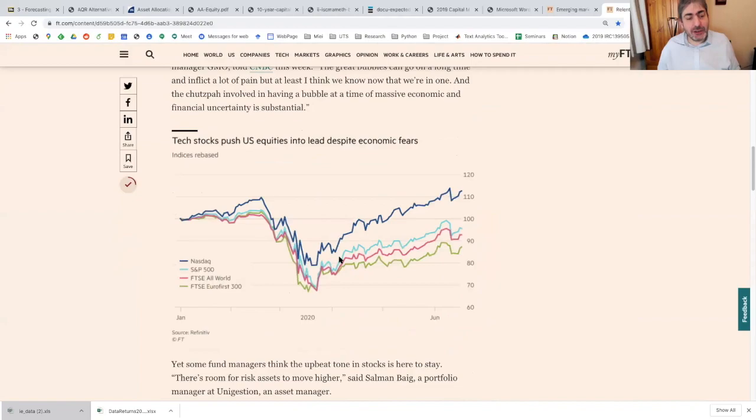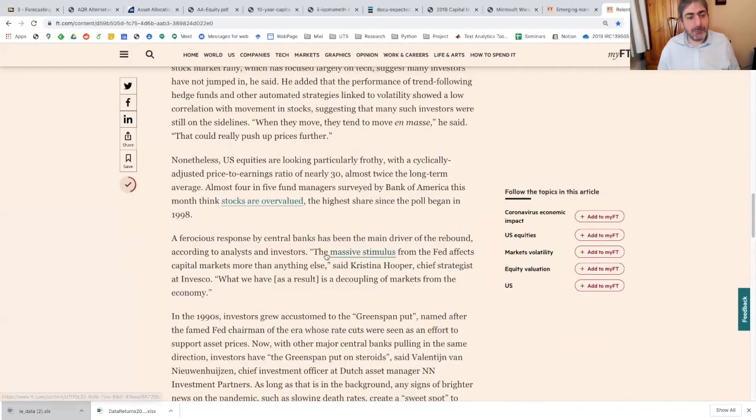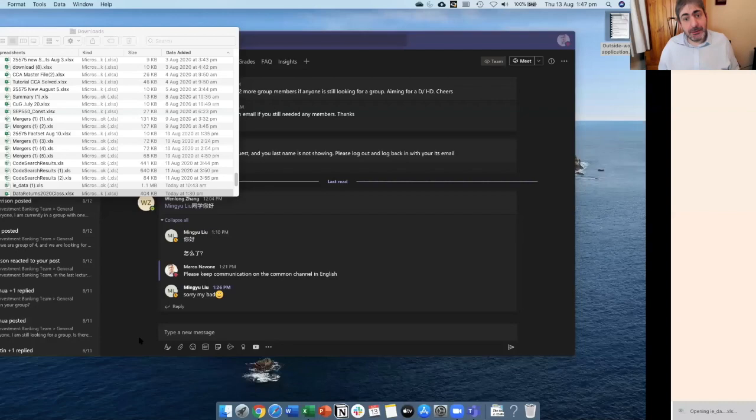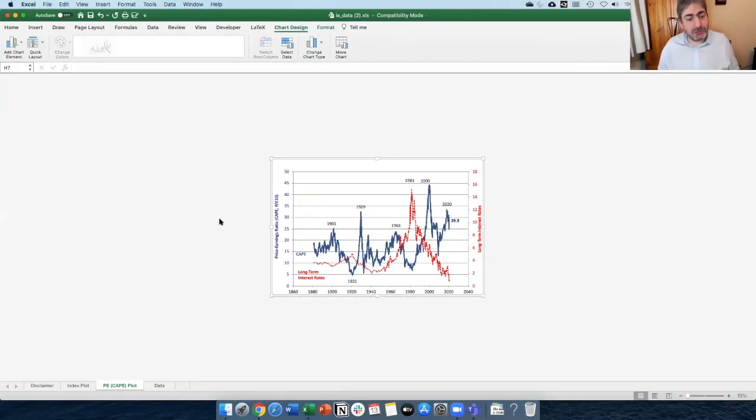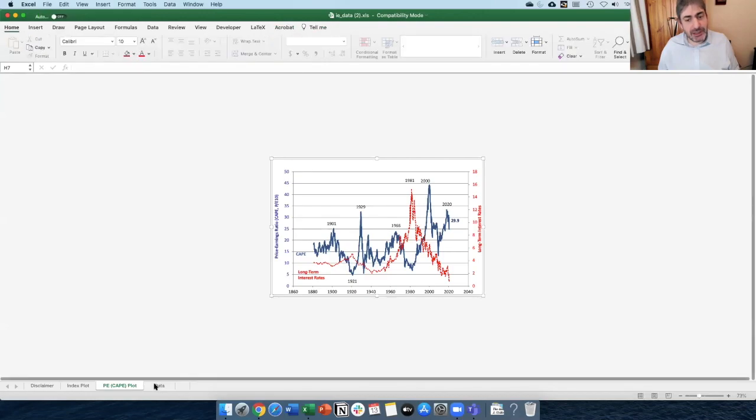And the way they talk about this, I'm just going to skip, it says, "Nonetheless, US equities are looking particularly frothy, with a cyclically adjusted price to earnings ratio of nearly 30, almost twice the long-term average. Almost 4 in 5 fund managers think the stock market is overvalued." Okay? So basically, they think the stock market is overvalued. Why do they think that? Well, because if I go back to Shiller's data, I'm just going to go to the graph.